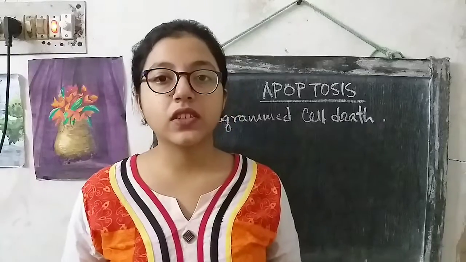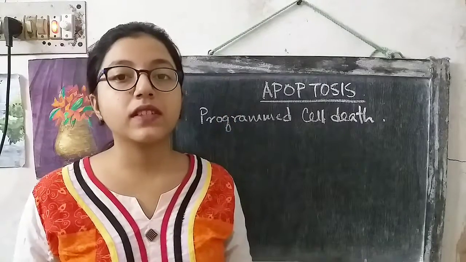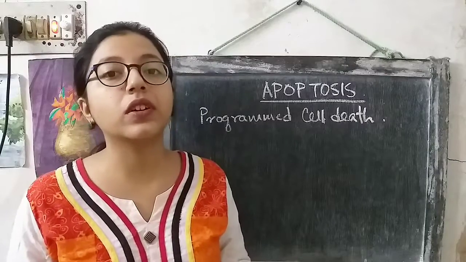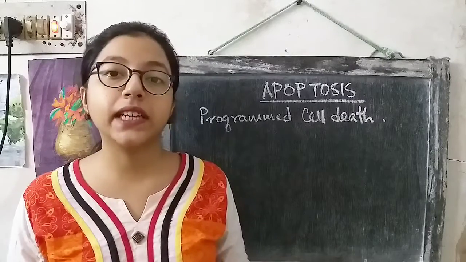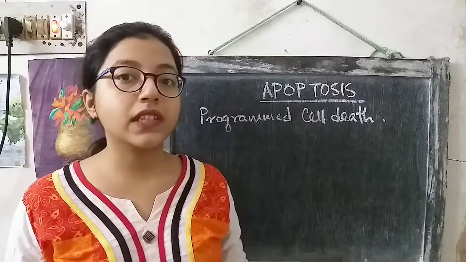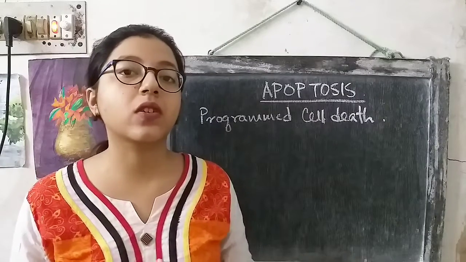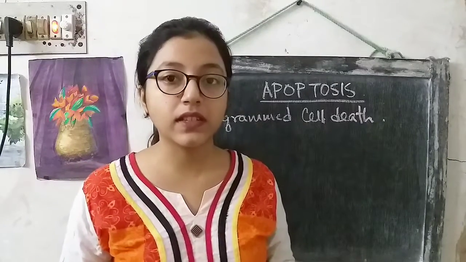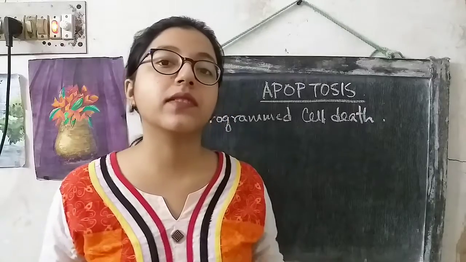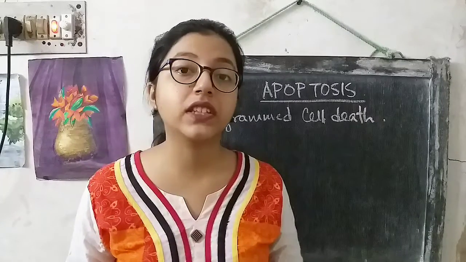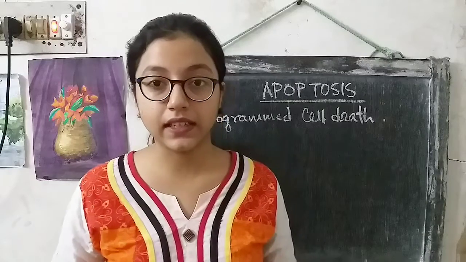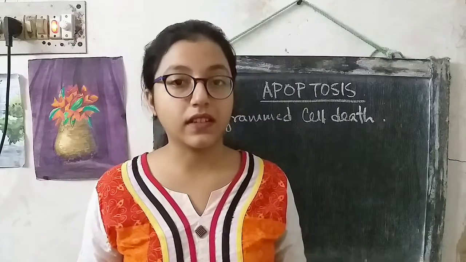The topic of my discussion today is apoptosis. Apoptosis is a natural process by which cells whose functions are no longer required are selectively killed by the body itself. That is why this process is also called programmed cell death. Programmed cell death means it is a very well organized process by which cells whose functions are no longer required are selectively killed. So this is what apoptosis is.